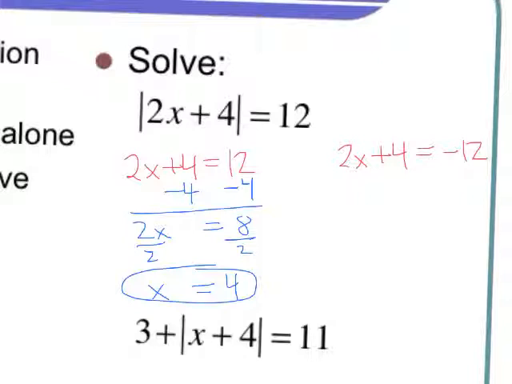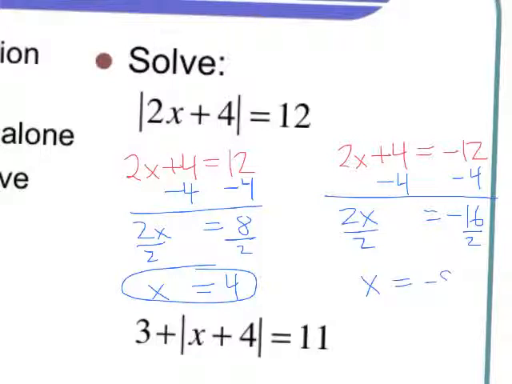So I will subtract 4 from both sides again. And here, negative 12 minus 4 more is a really big negative 16. And 2x equals negative 16. And again, we'll divide by 2 to get x alone. And we get negative 8. And so the two answers to this problem are 4 and negative 8.